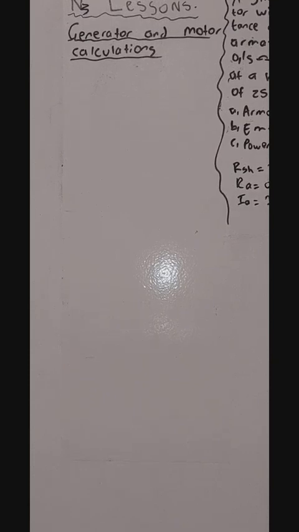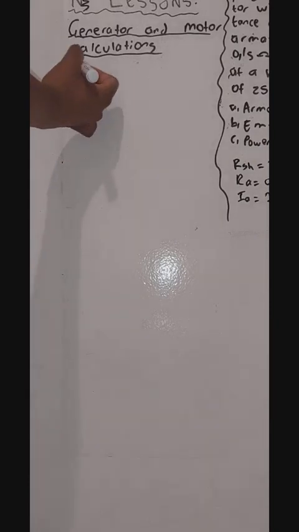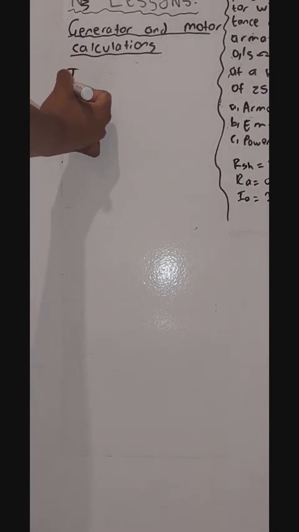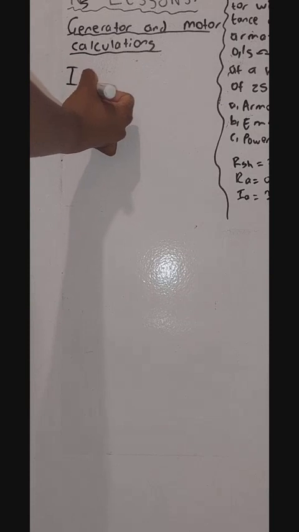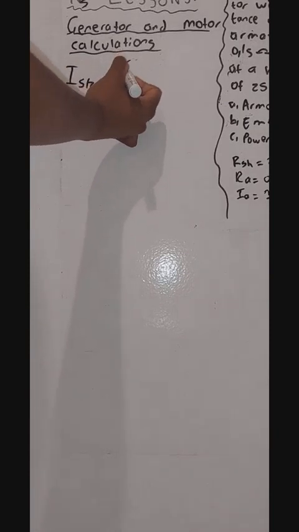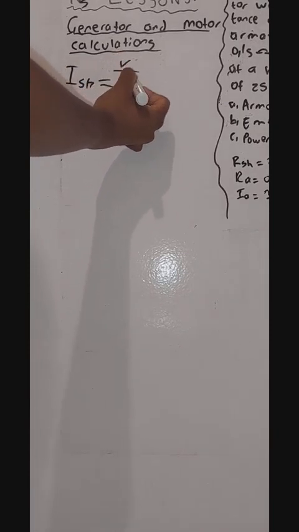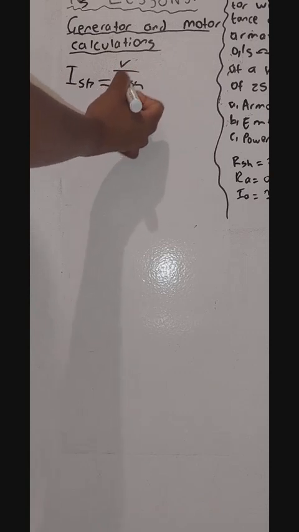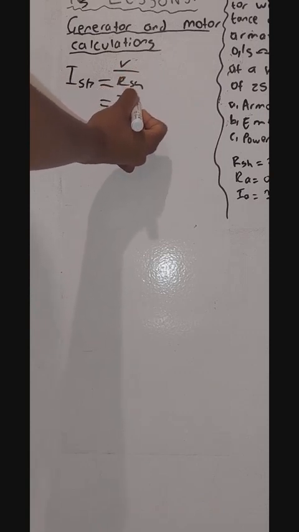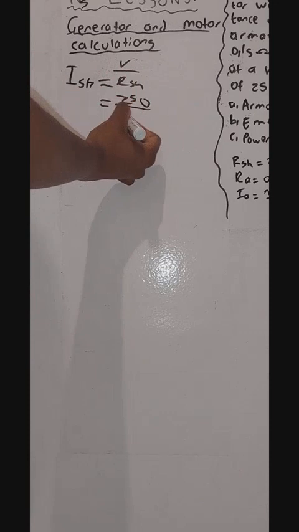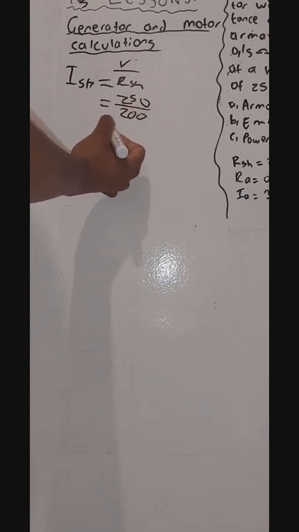Okay, so solving for I shunt, we say that I shunt is equal to V over R shunt. From our given, we know that voltage is equal to 250 and R shunt is equal to 200 ohms.